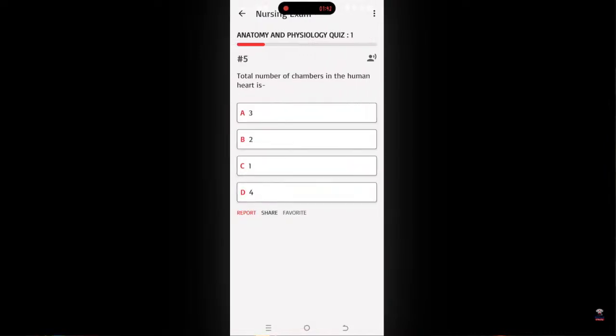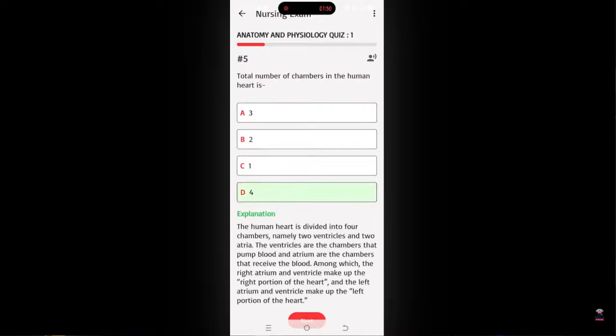Total number of chambers in the human heart is A. 3, B. 2, C. 1, D. 4. Correct answer. The human heart is divided into 4 chambers, namely 2 ventricles and 2 atria. The ventricles are the chambers that pump blood and atrium are the chambers that receive the blood. Among which, the right atrium and ventricle make up the right portion of the heart, and the left atrium and ventricle make up the left portion of the heart.